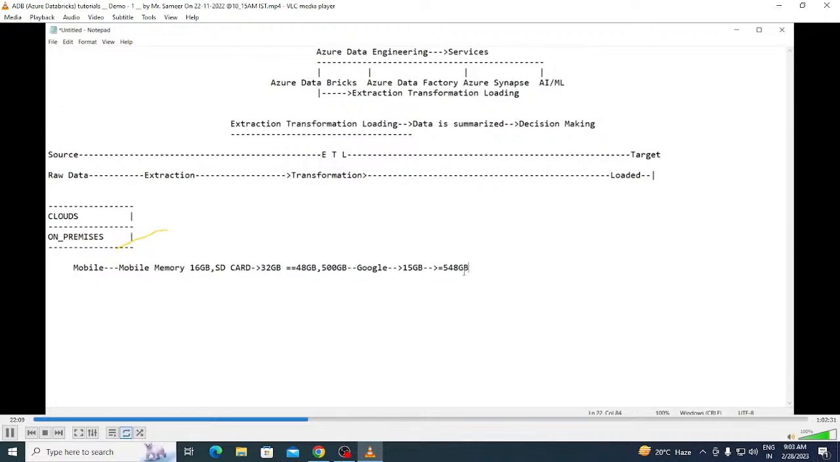Totally, how much memory do I have? 548 GB. That means 48 GB in my mobile phone and 500 on my Google Drive. Now, one fine day, I lost my mobile phone, guys. That is my query. When I lose my mobile phone, I cannot trace it. Now, the question is that I bought a new mobile phone.